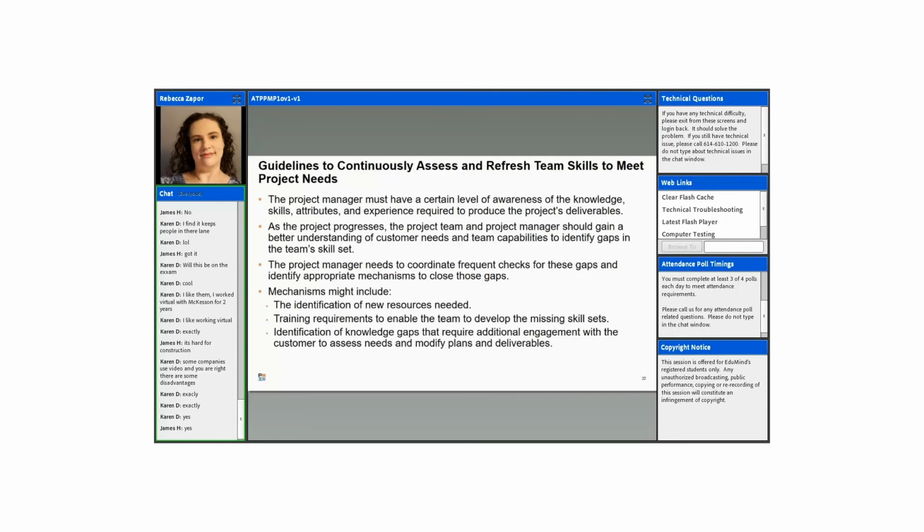So, you may need to identify a new resource, you may need to have some training to develop any missing skill sets, and then also have additional engagement with the customer to assess their needs and make sure that those plans are modified if needed.